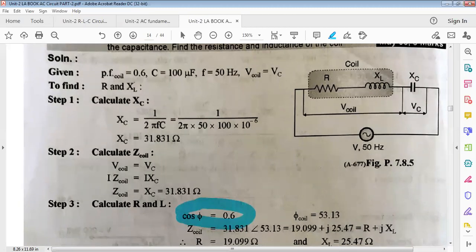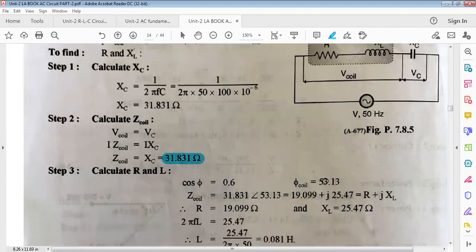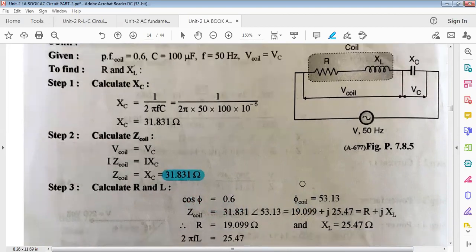It is given. So using this, you can calculate phi. Take cos inverse of 0.6. You will get 53.13. So Z magnitude you got. And what will be its angle? Yes, 53.13, because cos phi is given. Now we get Z in polar form.